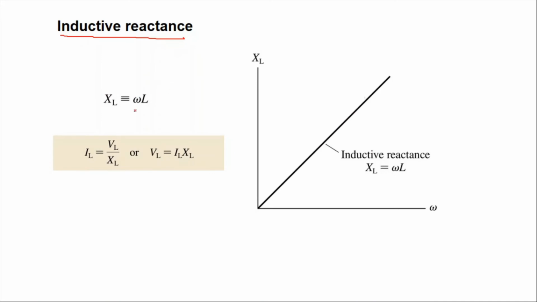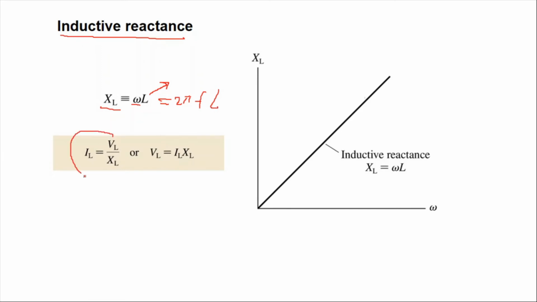inductive reactance. It completely depends on the inductance of the inductor, which depends on the shape, the number of turns, and other physical properties of the coil. It also depends on the angular frequency. XL, the inductive reactance, is equal to ωL. We can also express it as 2πfL.